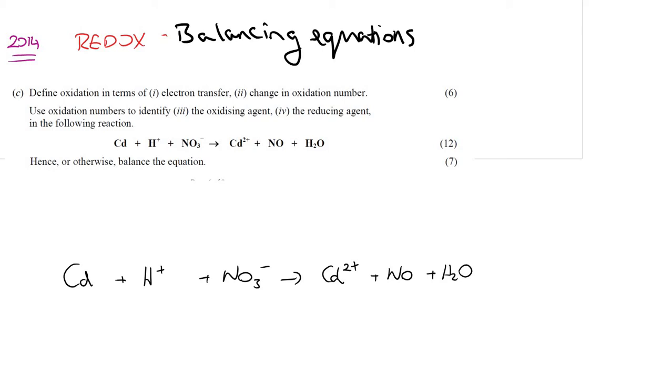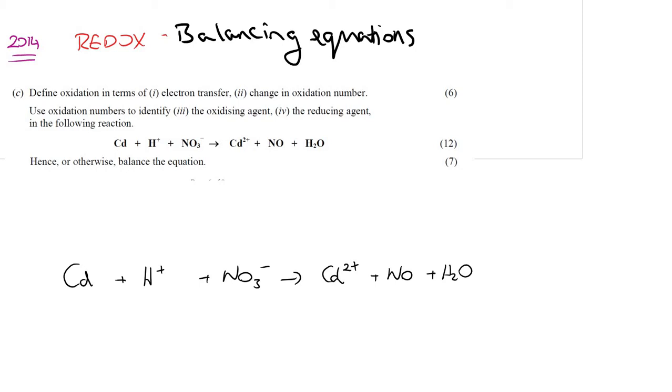Here I'm going to be looking at how to balance equations using oxidation numbers. Okay, so we're continuing redox, but this time balancing equations. This is a past paper question that came up in 2014. The first part of the question says define oxidation in terms of electron transfer.